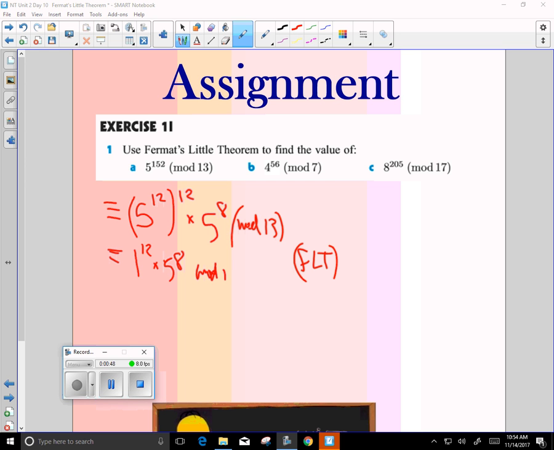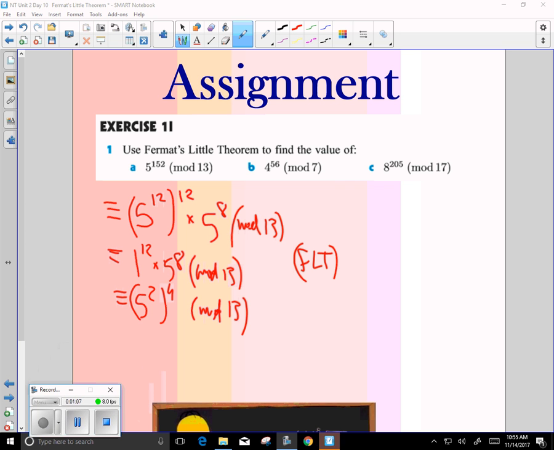So 1 to the 12th times 5 to the 8th. So we still have to do 5 to the 8th, unfortunately. So let's do 5 squared to the 4th. And 25 is what compared to 26? It's 1 under, isn't it? So negative 1 to the 4th, mod 13. I get 1 mod 13.